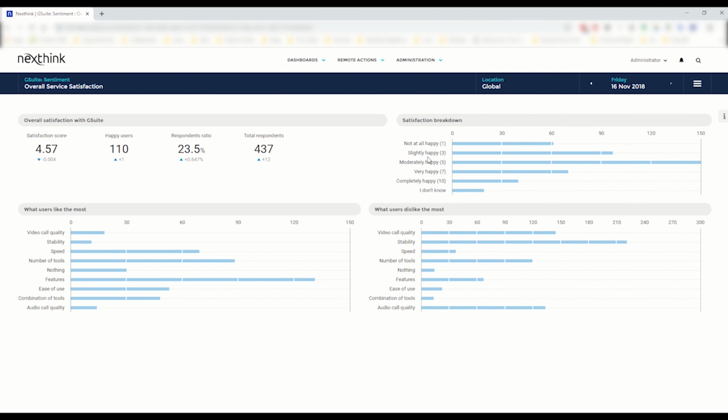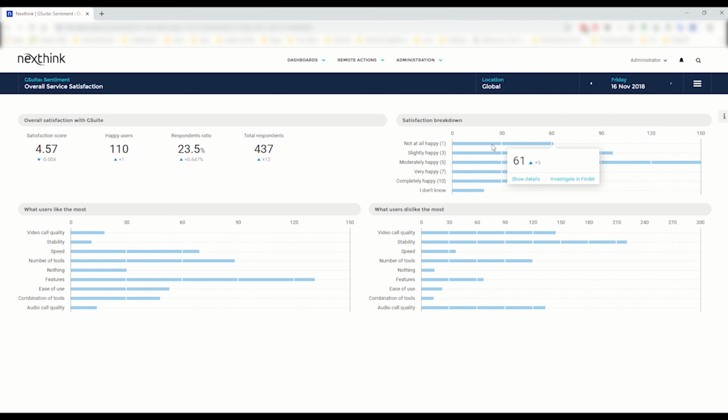So here, for example, we can see that we've got 61 users who said they were not at all happy with the G Suite service. And therefore, they should perhaps be approached to understand why they're not happy. What can we do to re-engage those people into using the service?